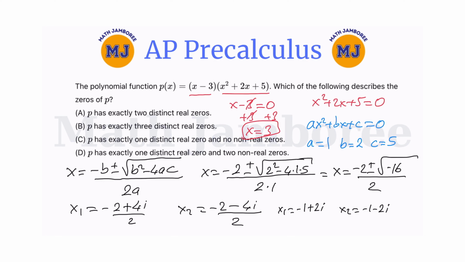So we have one distinct real zero, which is 3. The other ones are negative 1 minus 2i and negative 1 plus 2i. These are non-real zeros, so there are 2 non-real zeros. Because of that, the correct answer is choice D, because it says p has exactly one distinct real zero, which is 3, and 2 non-real zeros, which are negative 1 minus 2i and negative 1 plus 2i.